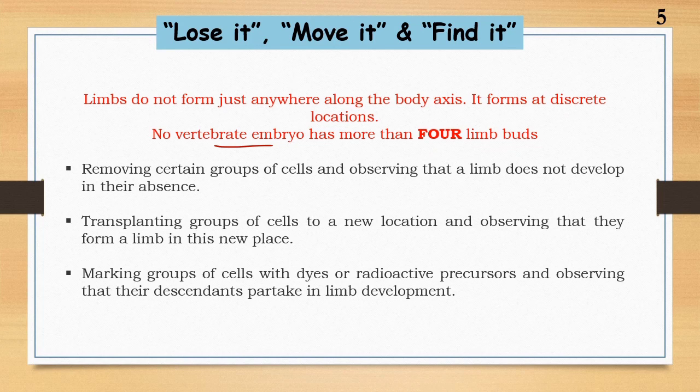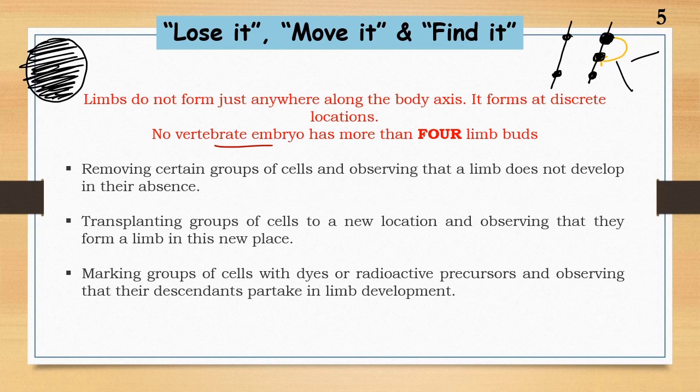Now moving on to the second experiment, transplanting a group of cells to a new location and observing whether they form a limb in this new place or not. So suppose this is a body trunk and here limbs have to be developed. So these cells are involved in limb development. Now if we take certain cells from here and we transplant them here at this new location. So the question is whether these cells that were involved in limb development are going to develop a limb here also. Okay, so again we can get two types of result.